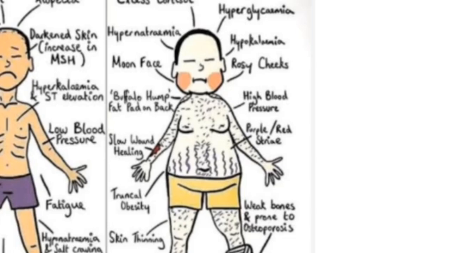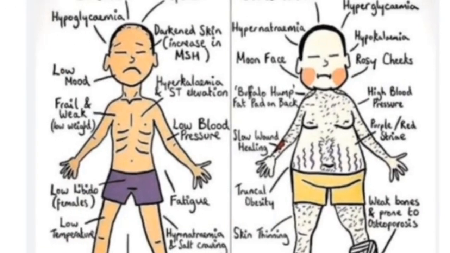So please take note, hypernatremia, hyperglycemia, high blood pressure, these are high. Truncal obesity, the only thing that is low there is hypokalemia. We have hypernatremia, hyperglycemia, moon face, buffalo hump, very important for Cushing syndrome whenever you are trying to distinguish Cushing syndrome from Addison disease. Now look at Addison disease. In Addison, you have hypoglycemia, we have low mood, we have hyperkalemia. See, it is the opposite of Cushing syndrome. In Cushing syndrome, you have hypokalemia, but in Addison disease, you have hyperkalemia.